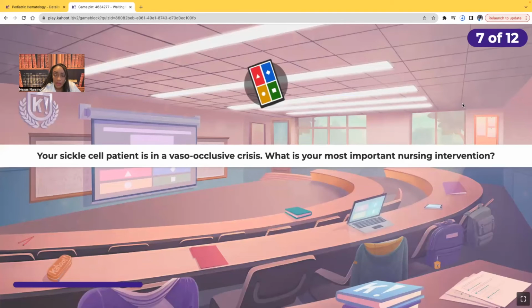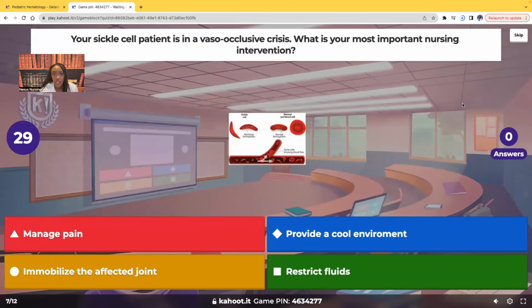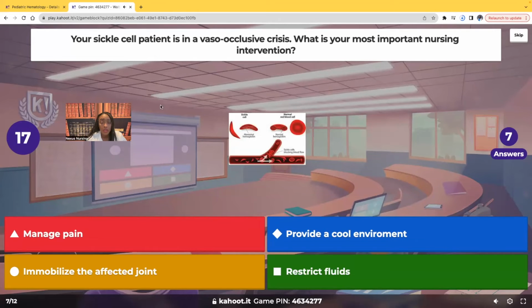All right, your sickle cell patient is in vaso-occlusive crisis. What is your most important nursing intervention? Is it going to be pain management? Is it going to be providing a cool environment? Is it going to be immobilizing the affected area, or are you going to restrict fluids? What is the most important nursing intervention for your patient that's in vaso-occlusive crisis?